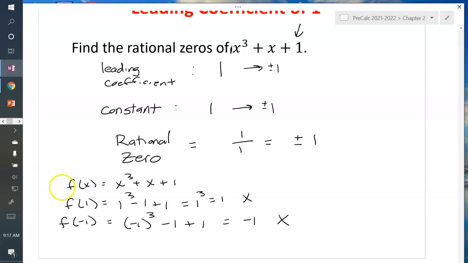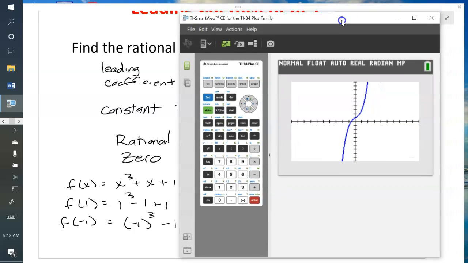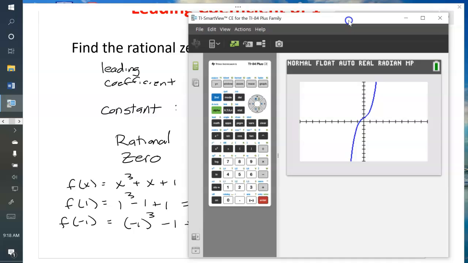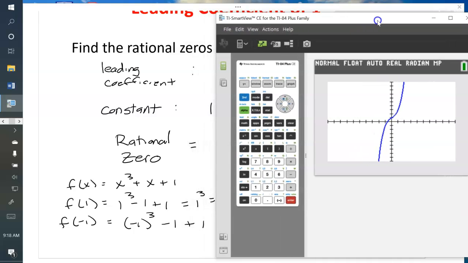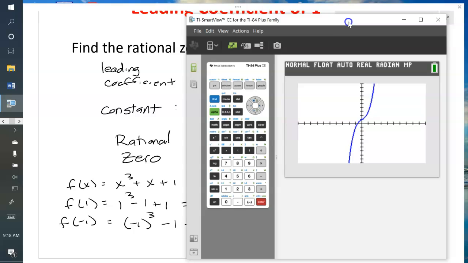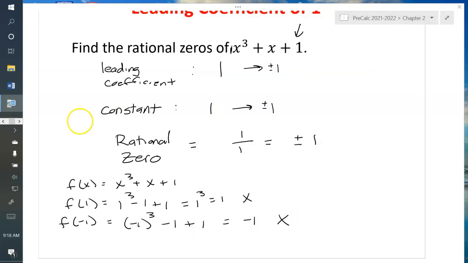Except, so if you graph this function, you might think that it's not going to cross the x-axis, but take a look at the graph that I did on my calculator right there. We do have one crossing. So what this means is that these are not rational zeros. We can still get an irrational zero. All right, let's look at another one.